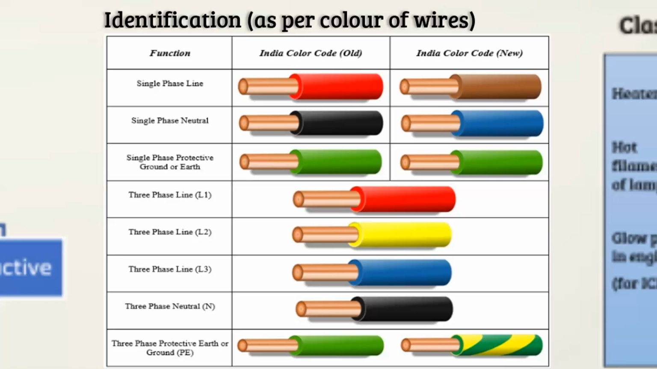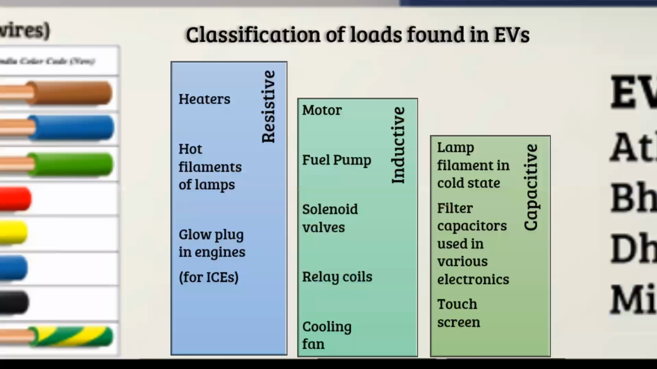Now if it is a three phase connection, we may identify red color as line 1, yellow color for line 2, and blue color for line 3, and black color for the neutral one. And in case of ground or earthing, we have pure green color, and we can also have a mix of green and yellow color. So it suggests it is a ground. So this was all about identifications. This was one method, and we can identify with the help of colors.